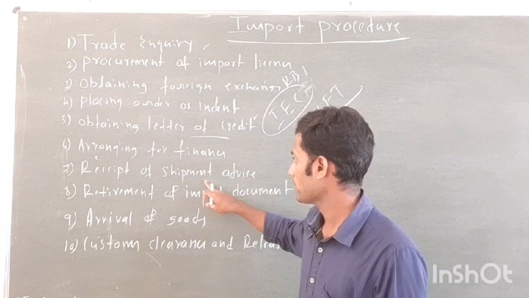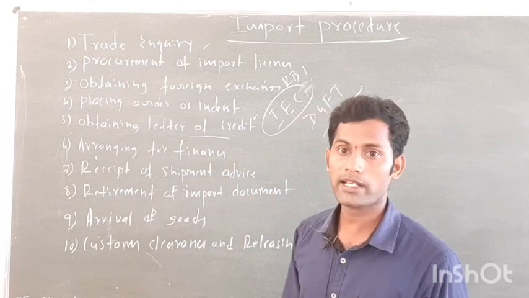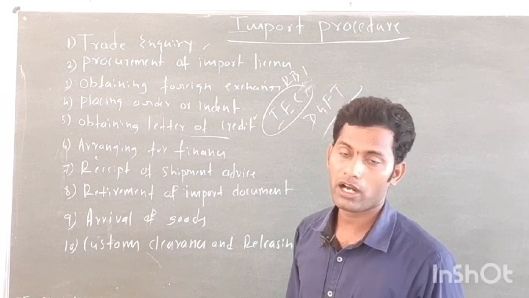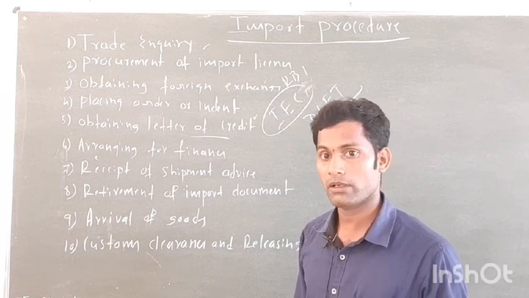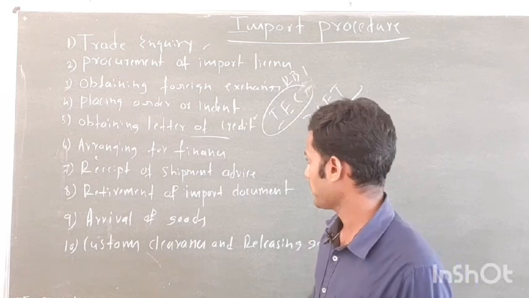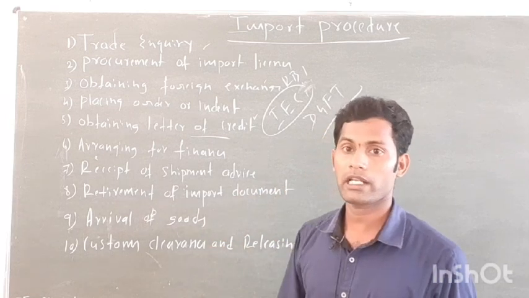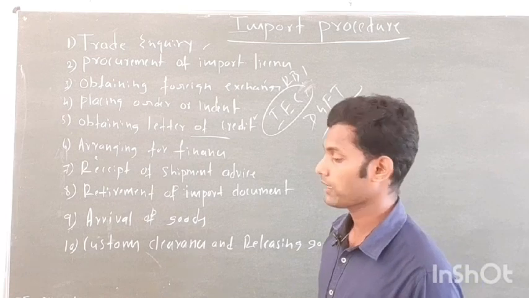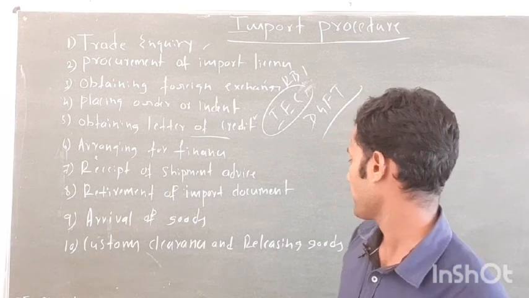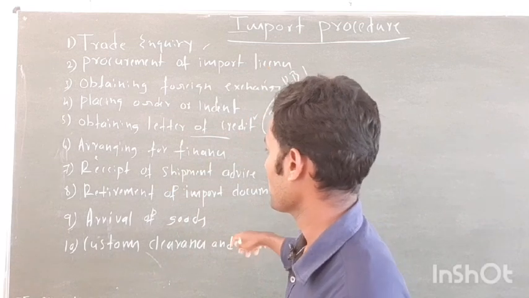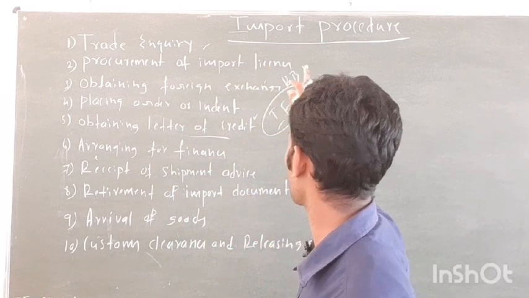Then seventh one, receipt of shipment advice. The exporter sends the message to the importer after shipping, or after loading the product to the ship. Then eighth one, retirement of import document. Ninth one, arrival of goods. 10th one, customs clearance and releasing goods. These are all the 10 procedures of import procedure.